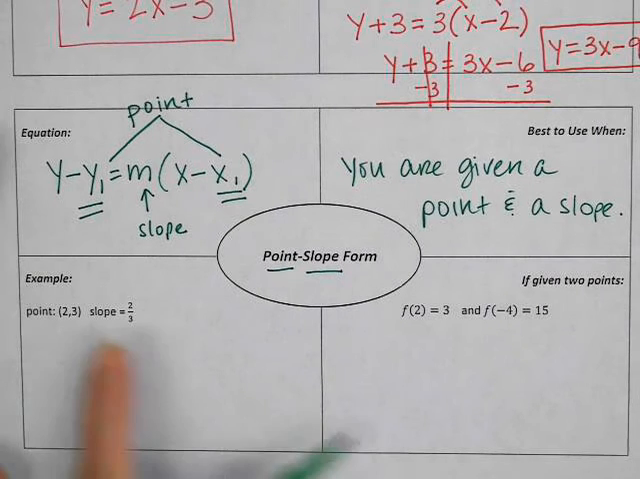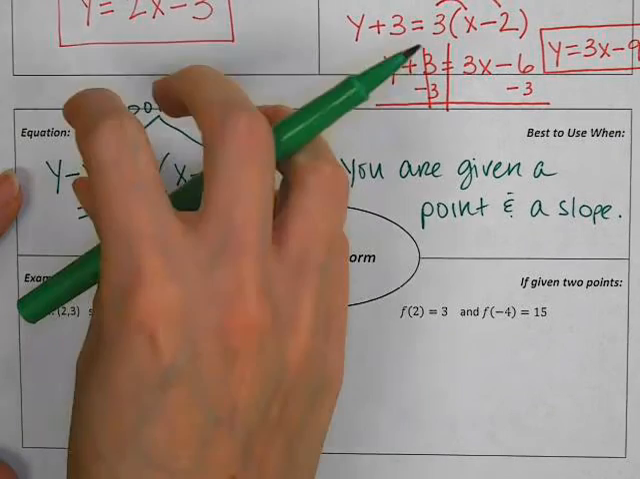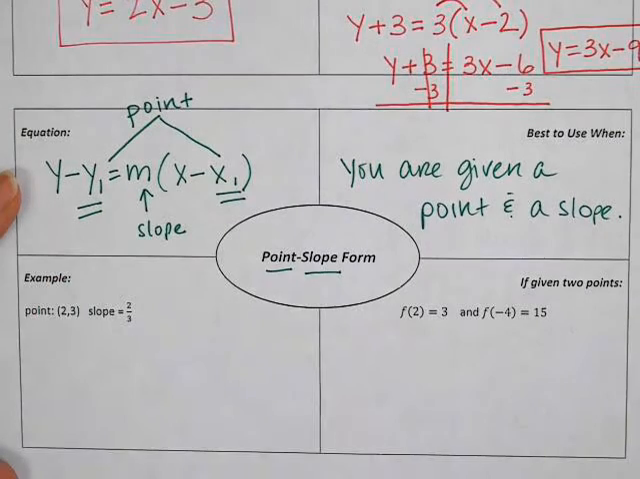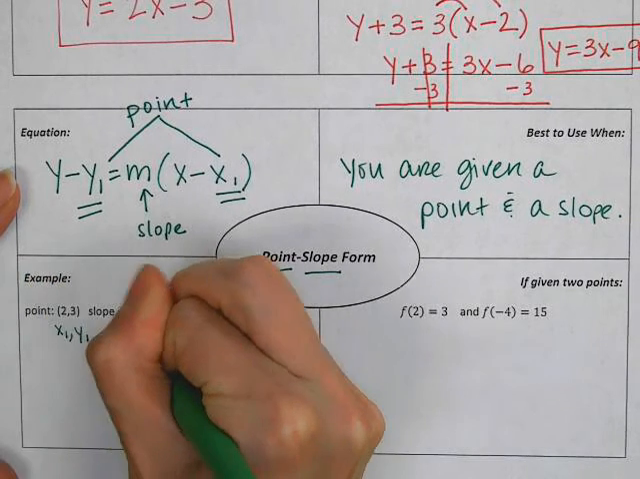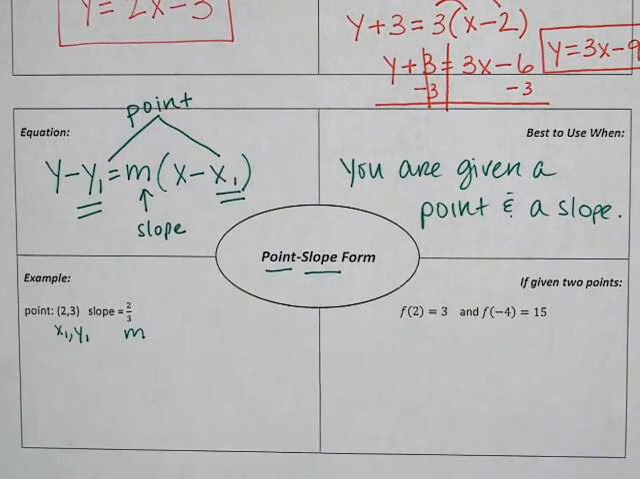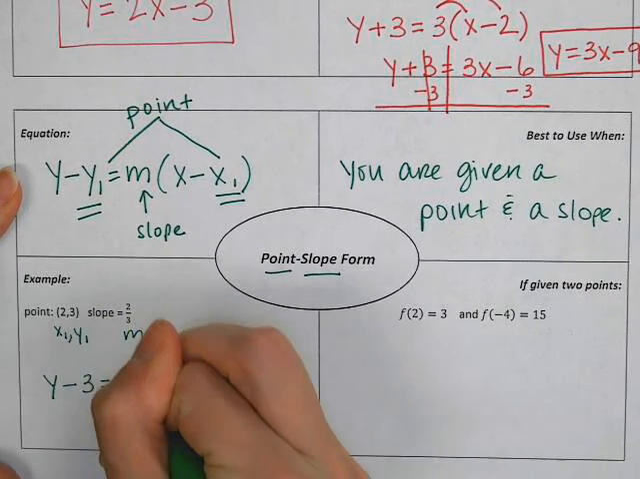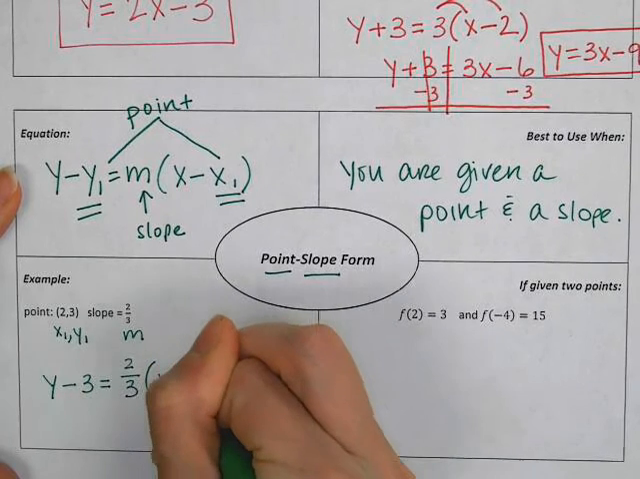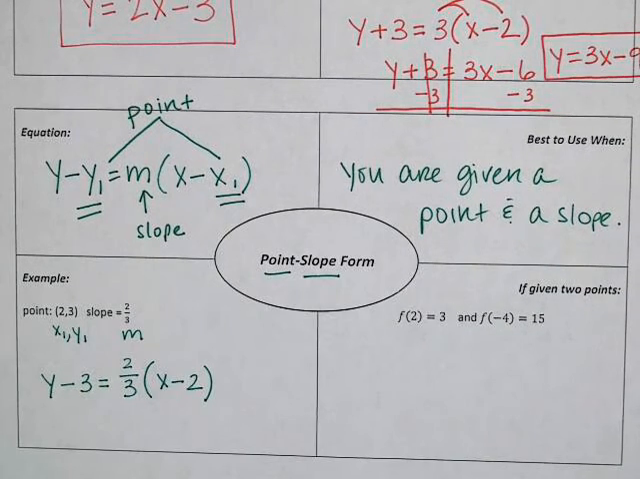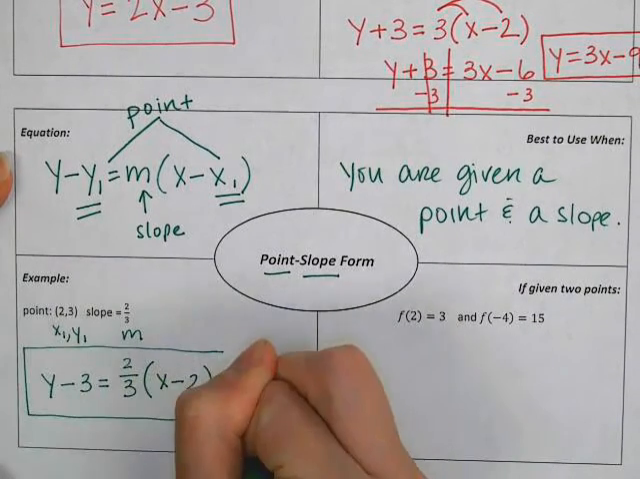All right, so an example, if they give you a point and they give you a slope, let's just plug the pieces into our formula. So the point is x1, y1, and the slope is m. Let's plug them in. So y minus 3 equals m times x minus 2. That's it, right? These are really easy. You just plug them in and you stop.